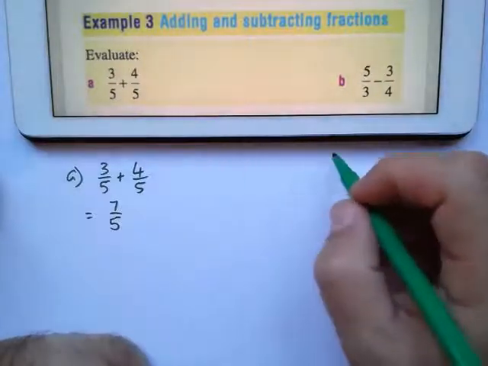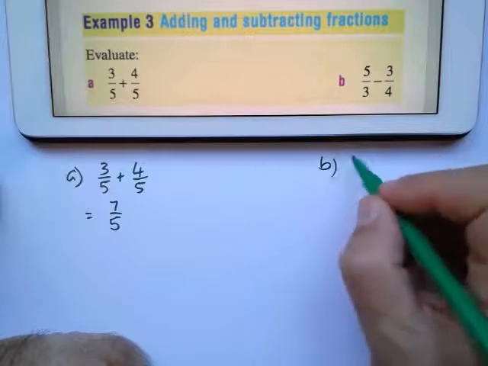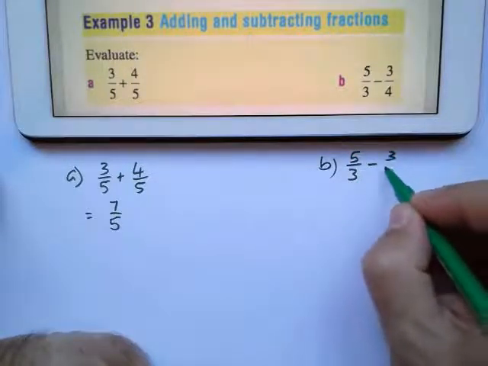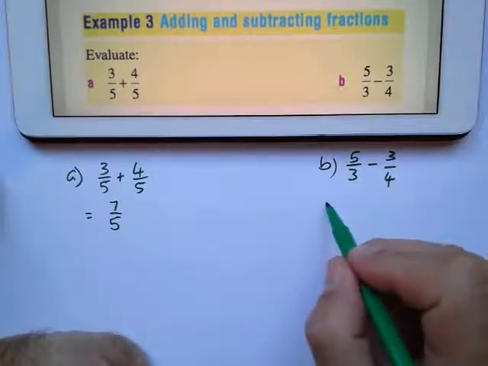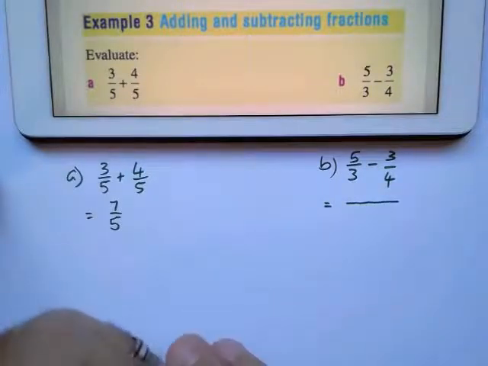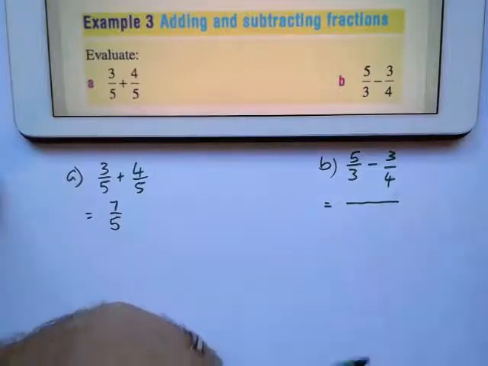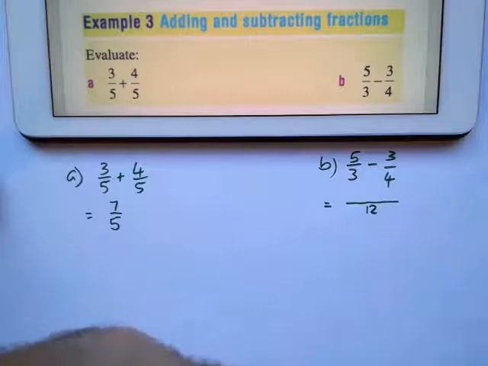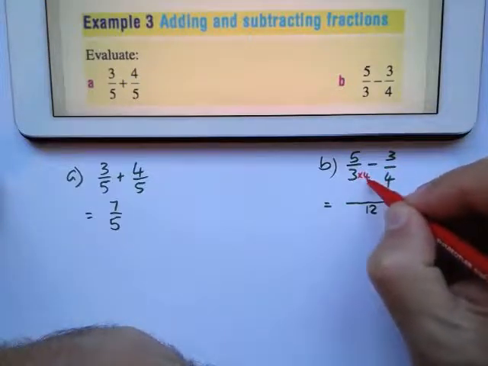If I look at B, I say 5/3 take away 3/4. Okay, they are not the same. Because they're not the same, I want to get them the same. So my lowest common multiple for 3 and 4 equals 12. Okay, so I'm going to say this is 12. And now I'm going to say, what did I do to 3 to get 12? Well, I had to multiply that by 4.